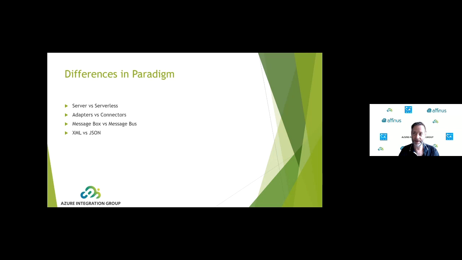XML is a chatty language, or chatty message format, I guess. It's easy to read as a human. You can look at it and you can see the node names. JSON is harder to read. Once you get your head around it, it's not too bad, but it's not as easy to read, but it's less chatty, so it takes up less space.